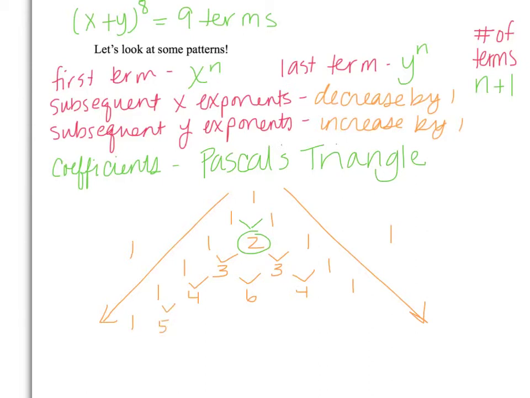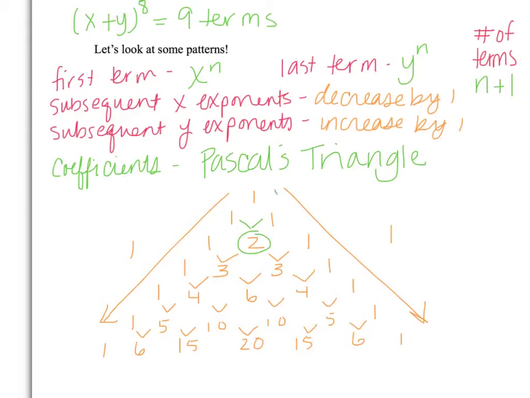This is going to be 5, 10, 10, 5, 1. And I'm always ending in this symmetrical pattern. 6, 15, 20, 15, 6, and 1. So again, along the outside edges, always 1s, and then I'm just adding up the numbers in between. That's 6, 15, 20, 15, 6.